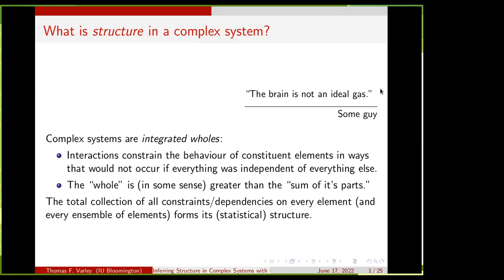I've heard some old fogey say, the brain is not an ideal gas, as a quip about this, and it's very true, right? Complex systems are interesting because of the presence of structure, and importantly, the hierarchical nature of that structure. And just spoilers, some old fogey was Olaf. He was one of the first things that he said. I recognize myself in that very wise statement.